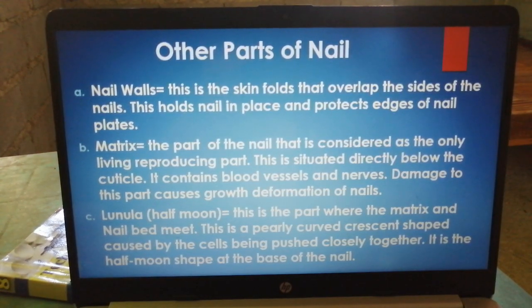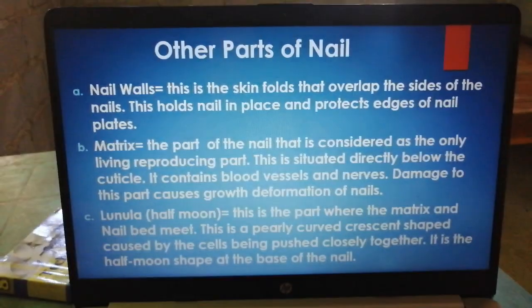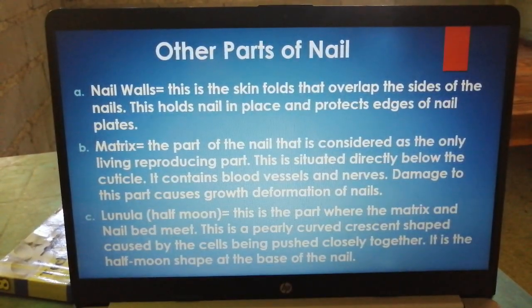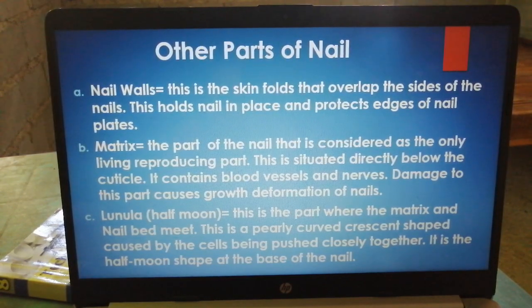So the next one is matrix. Yung makikita dito, ito yung matrix. Matrix is the part of the nail that is considered the only living reproducing part. This is situated directly below the cuticle. It contains blood vessels and nerves. Damage to this part causes growth deformation of the nail.